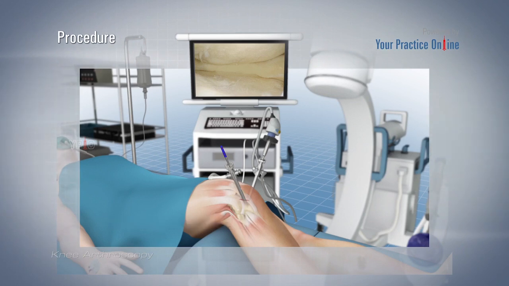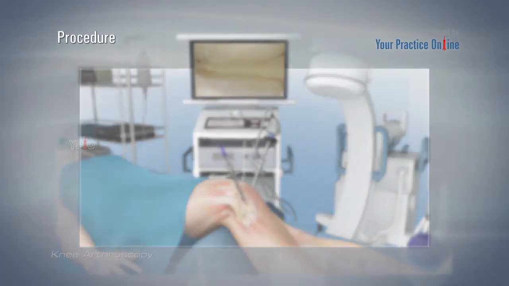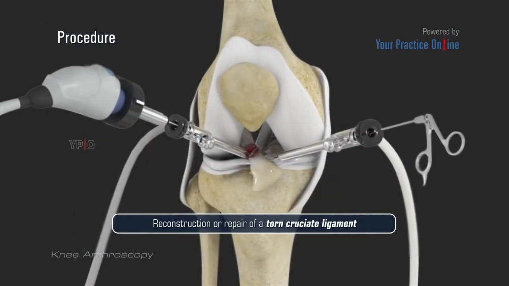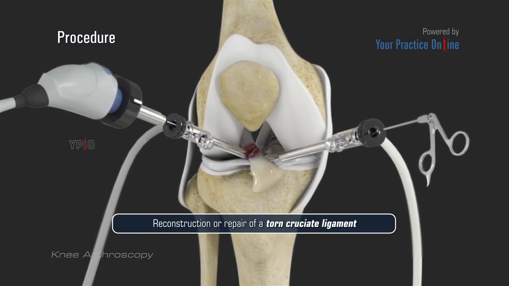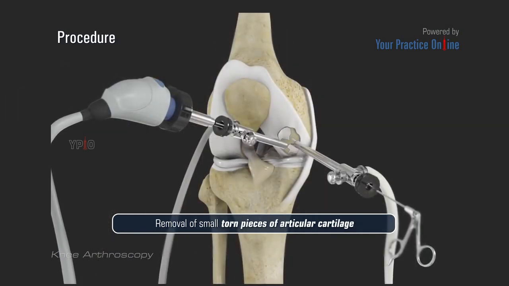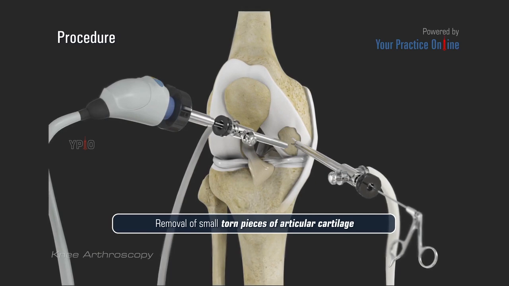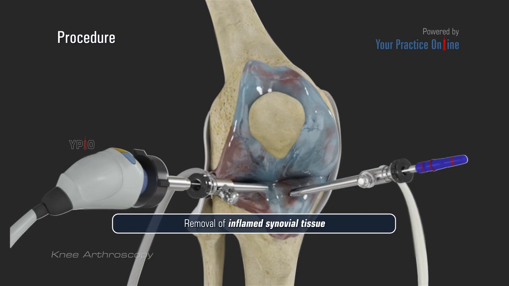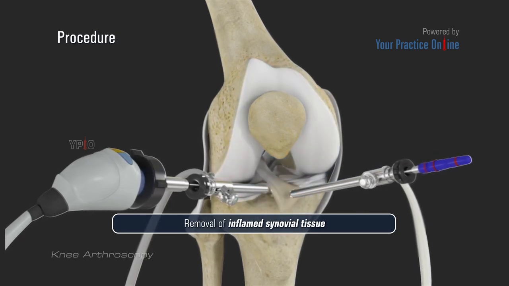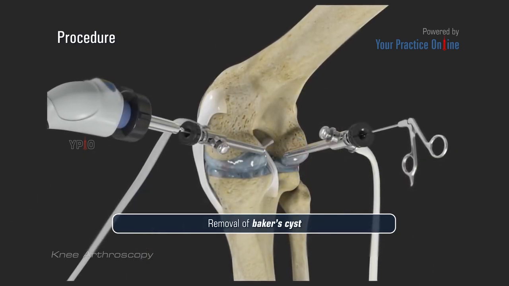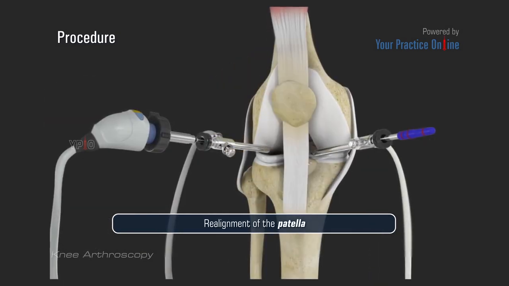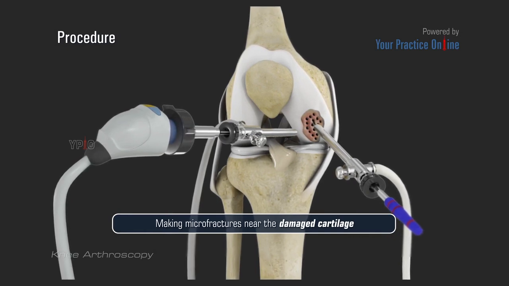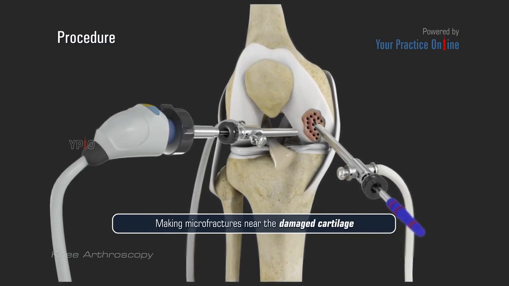The repair procedure may include any of the following: removal or repair of a torn meniscus, reconstruction or repair of a torn cruciate ligament, removal of small torn pieces of articular cartilage, removal of loose fragments of bones, removal of inflamed synovial tissue, removal of Baker's cyst, realignment of the patella, making small holes or microfractures near the damaged cartilage to stimulate cartilage growth.